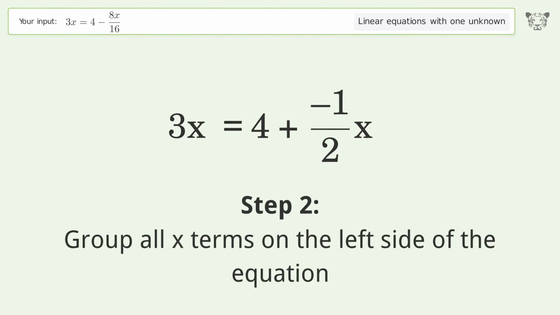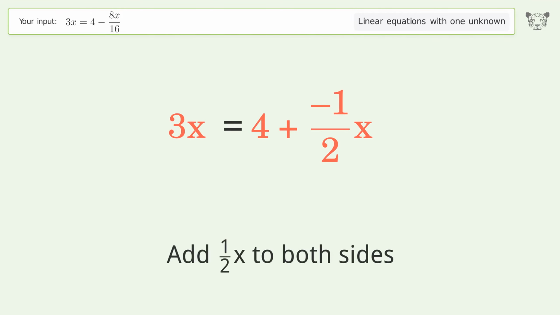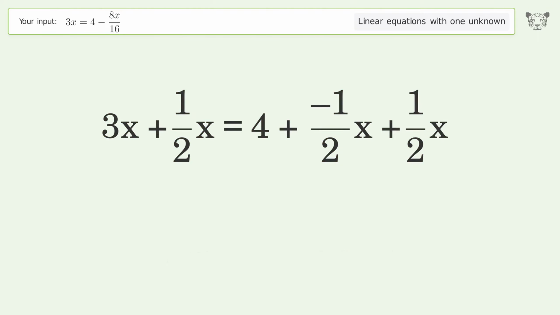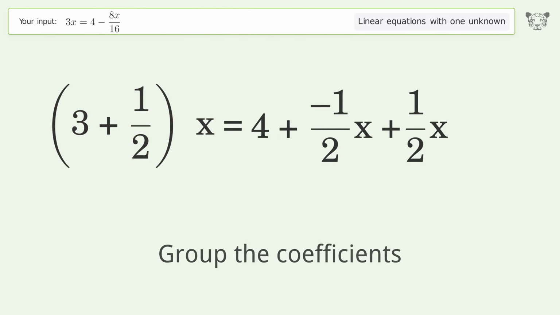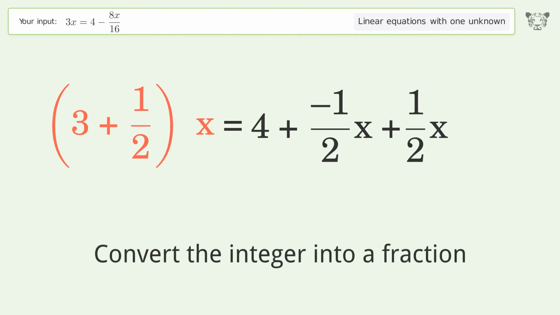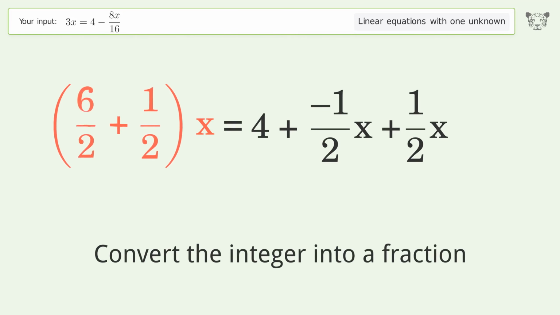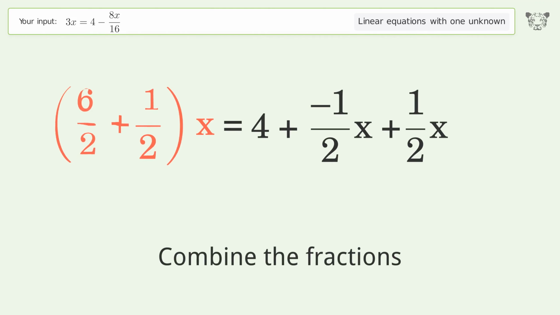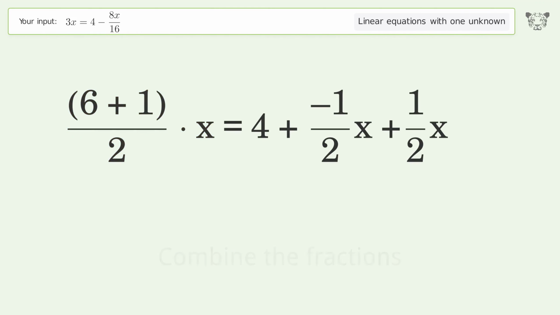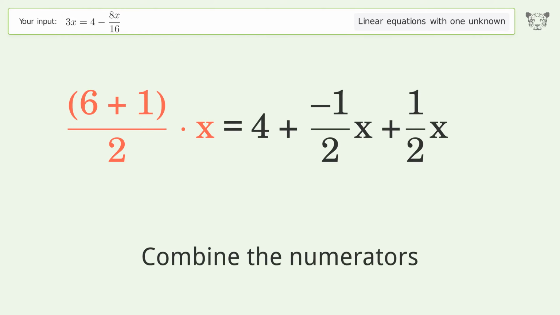Group all x terms on the left side of the equation. Add 1/2x to both sides. Group the coefficients. Convert the integer into a fraction. Combine the fractions. Combine the numerators.